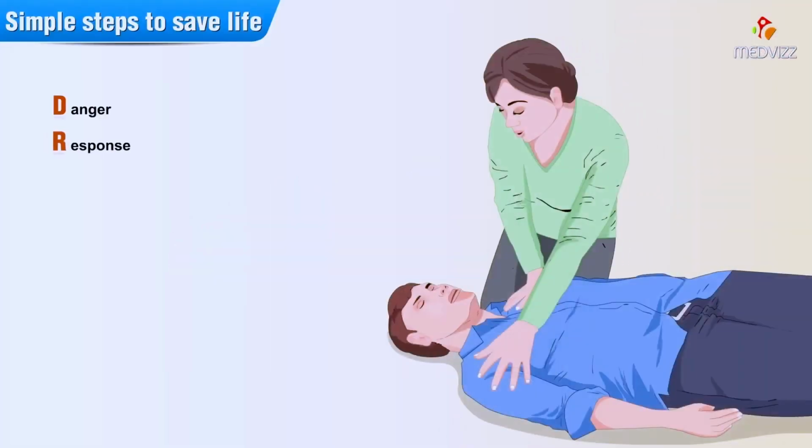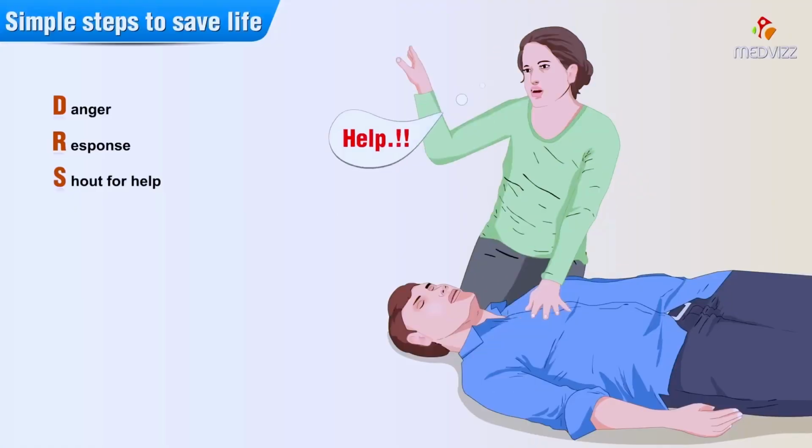If it's an accident victim, it is better to remove the person from the place of accident, lay the person on a flat floor, and if the person has any tight clothing on, you can remove the clothes. Then we move on to R, which is response. You can shake the person's shoulders, or you can ask loudly, are you okay? If there is no response, then you move on to S. You shout for help. At this point, any help will be very important.